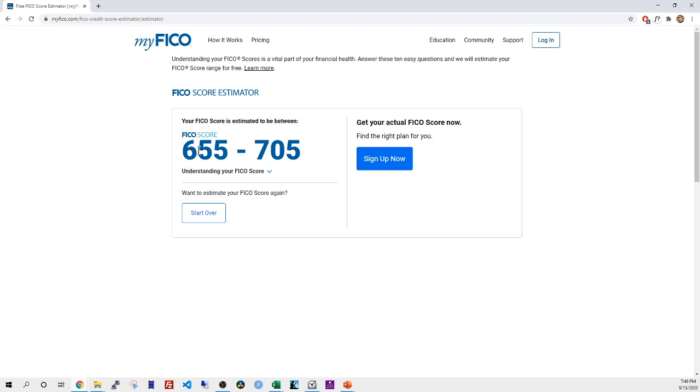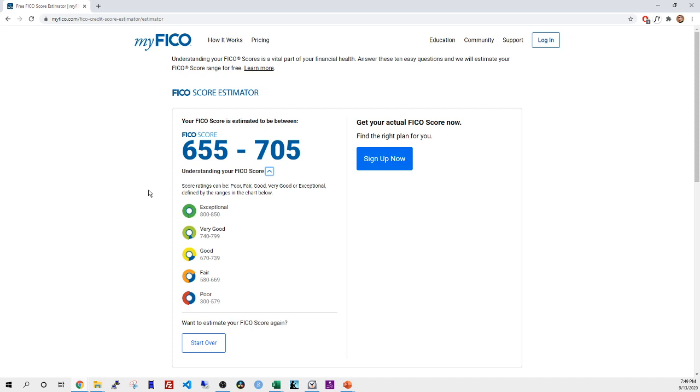Your credit score is estimated between 655 to 705. Okay. How can I understand that? Well, your credit bureau will give you some rankings. They'll say 800 to 850 is exceptional. 740 to 799 is good. In this case, I am in the good range.